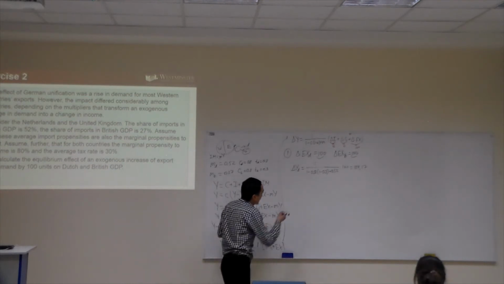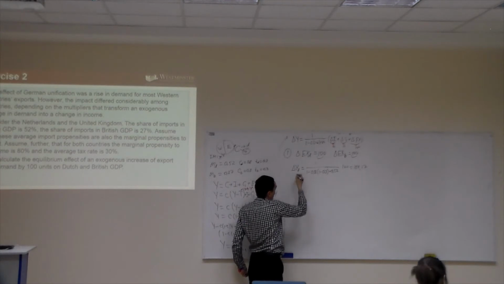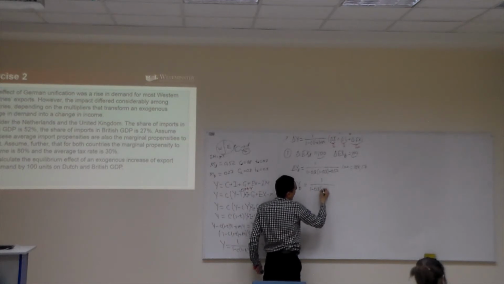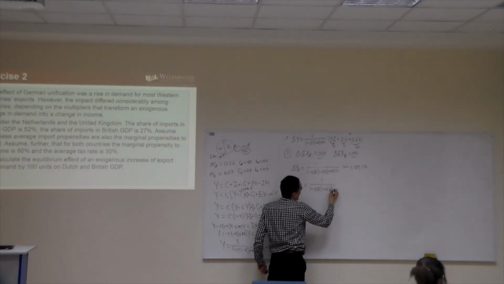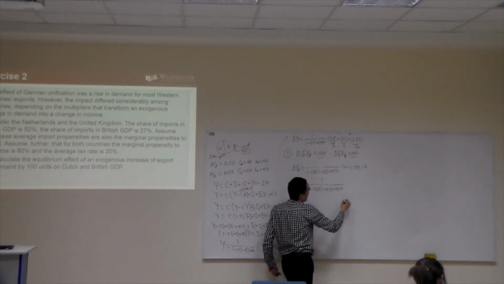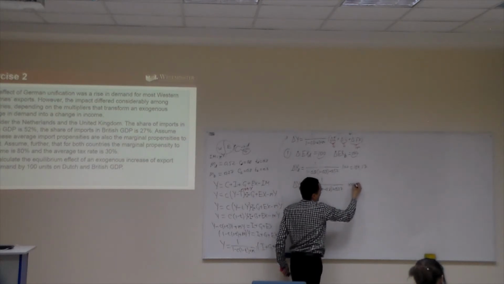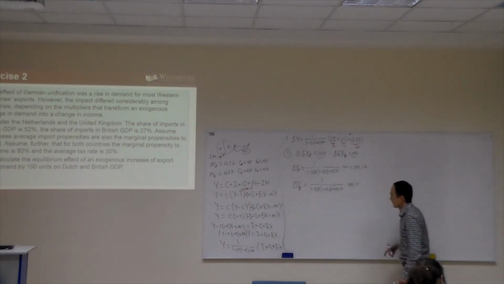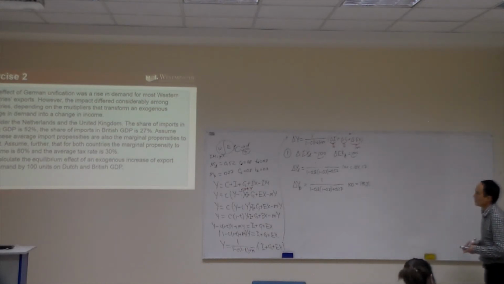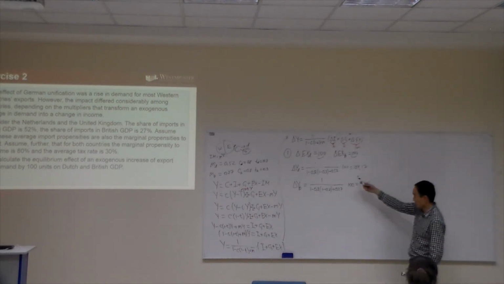So next, now you can apply these changes for the British economy. The change in British GDP is equal to 1 over 1 minus propensity to consume times 1 minus the tax rate, 30%. But here, the marginal propensity to import is 27%, right? Times the change in exports, which is also 100. If you calculate it, you will get 140.85. So these are the changes, which means there is a multiplier effect.